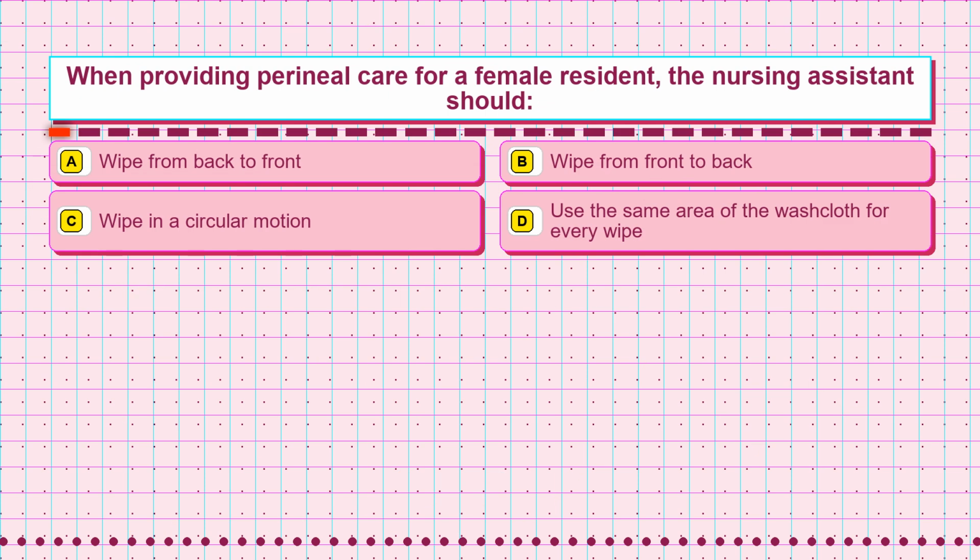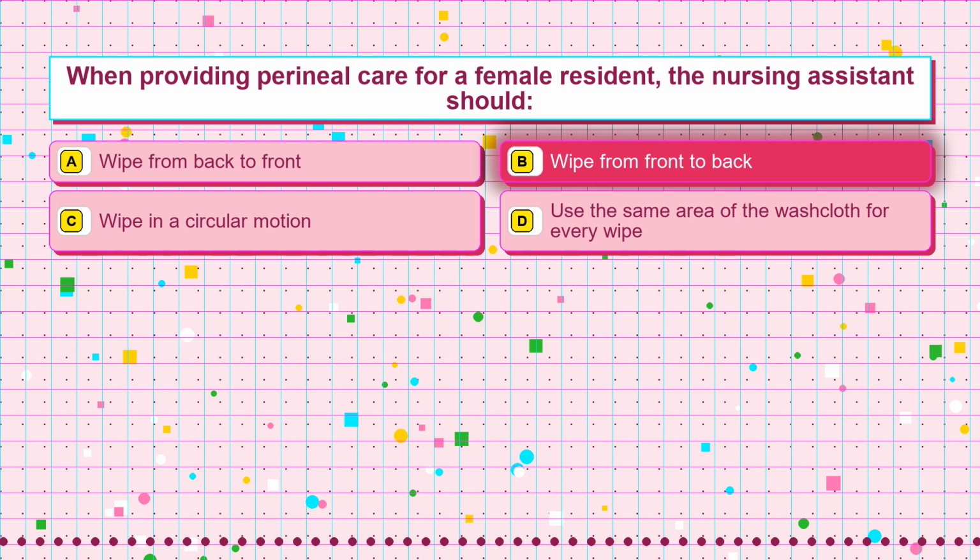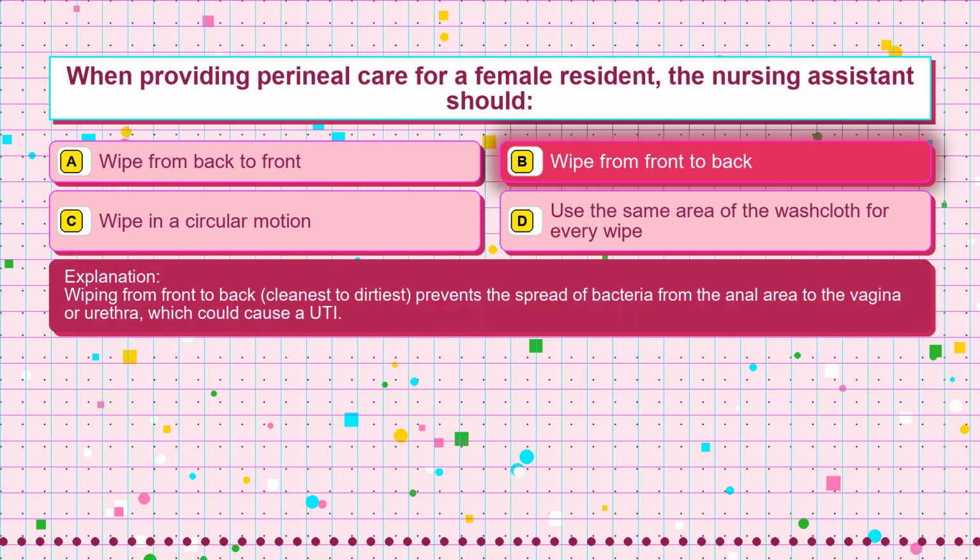Question 29. When providing perineal care for a female resident, the nursing assistant should: Option A, wipe from back to front. Option B, wipe from front to back. Option C, wipe in a circular motion. Option D, use the same area of the washcloth for every wipe. The correct answer is option B, wipe from front to back. Wiping from front to back, cleanest to dirtiest, prevents the spread of bacteria from the anal area to the vagina or urethra, which could cause a UTI.